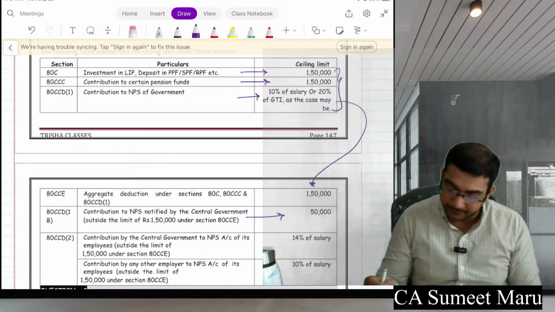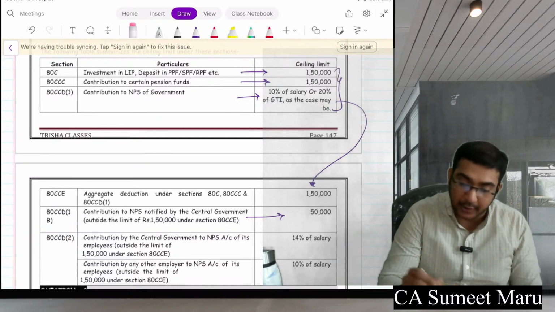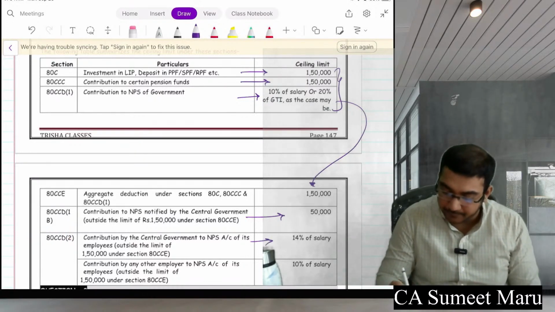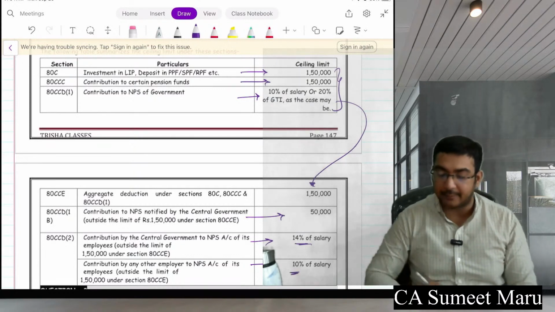This is separate, and this is when you contribute to your employees, and when employer contribute, this is also separate. 14% in case of government and central government employee, and 10% in case of other employees.